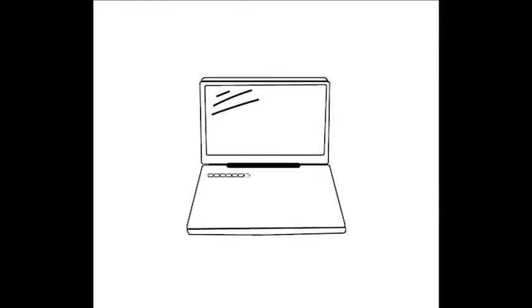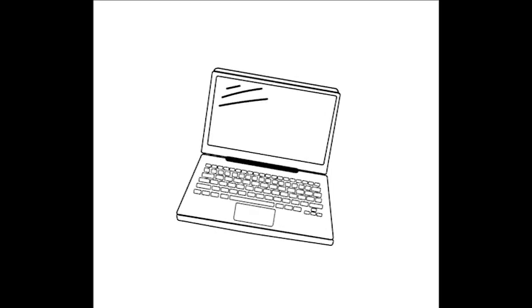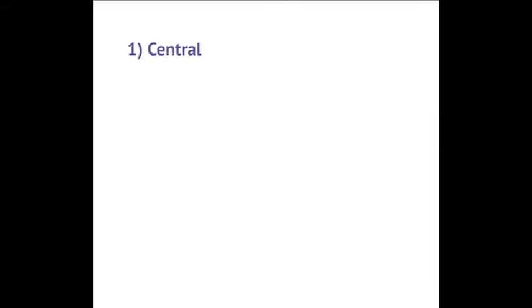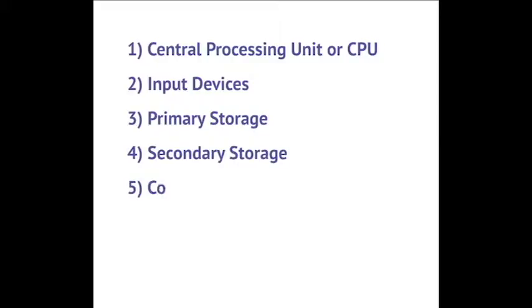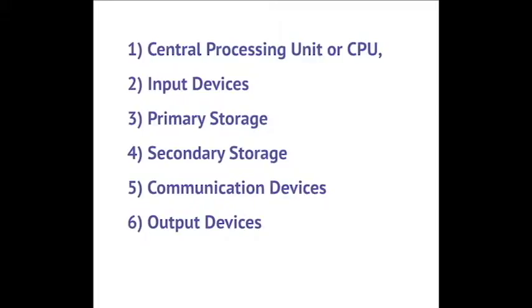The computer is made up of many small components that, when put together, allow it to function. These components can be grouped into 6 larger parts. These parts include 1. The central processing unit, or CPU, 2. Input devices, 3. Primary storage, 4. Secondary storage, 5. Communication devices, and 6. Output devices. To better understand these parts, we are going to use an analogy to help you remember them.